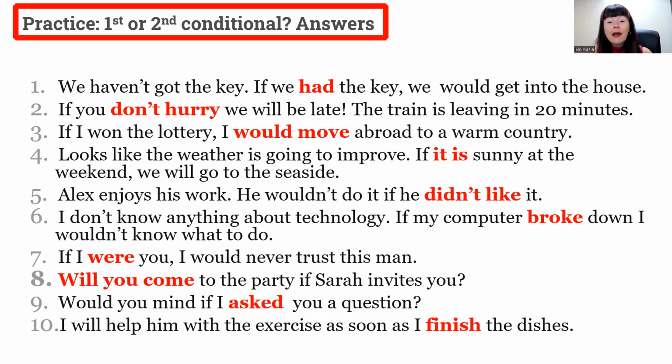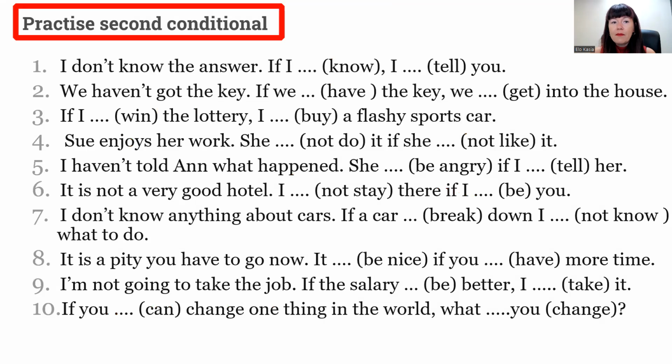Yeah. "Will you come to the party if Sarah invites you?" Possible. "Would you mind if I asked you a question?" This is a nice and polite turn of phrase. Yeah. "I will help you with the exercise as soon as I finish the dishes." Yeah, of course, this is possible. This is happening in the future. Okay. I hope that you got all of them right.